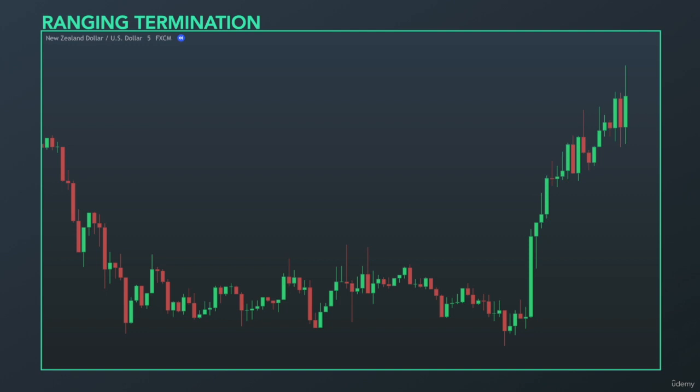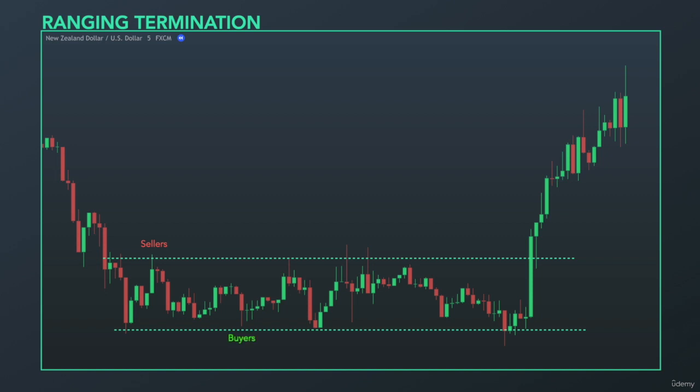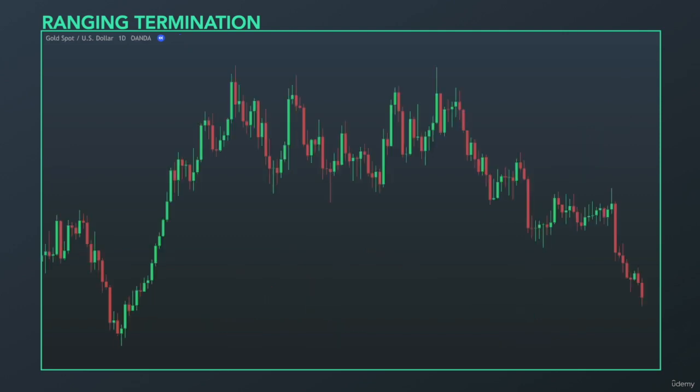Another example, New Zealand US dollar 5-minute time frame. So coming from a downside move, we then entered into a sideways market condition. So at the high price, sellers are coming in, at the low price, buyers are defending, until we have a breakout. Okay? So this is our confirmation that this range is already finished, and we can now see price moving into one direction.